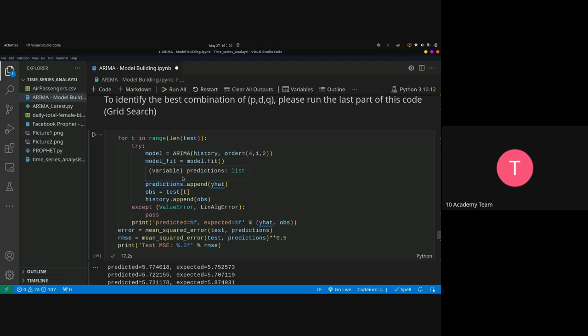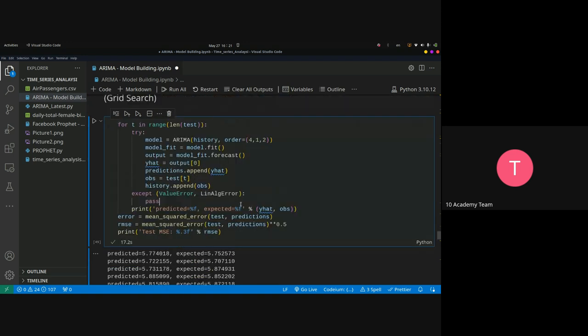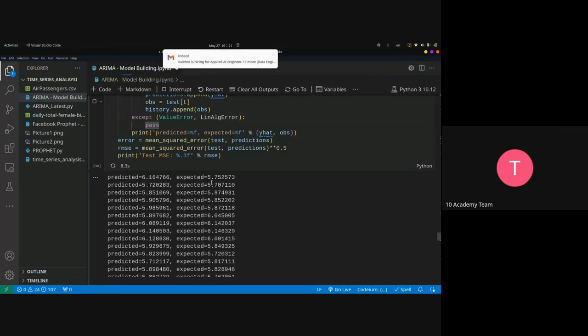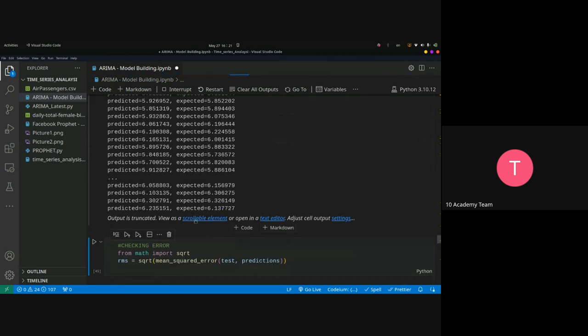What's varying here is the t value. How does it affect the model then? Do we have any random prediction error? Oh, this is for the test, not for the training. So this is for the test data. We are predicting and comparing it with the expected. So that's the predicted value, 6.16, expected value, 5.75, etc. So finally we'll get the mean square error.